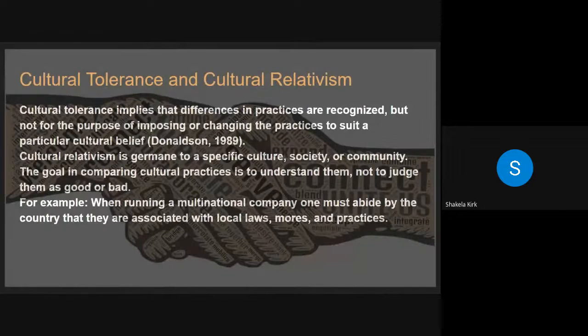Now we have cultural tolerance and cultural relativism. Firstly, cultural tolerance implies that differences in practices are recognized, but not for the purpose of imposing or changing the practices to suit a particular cultural belief (Donaldson, 1989).